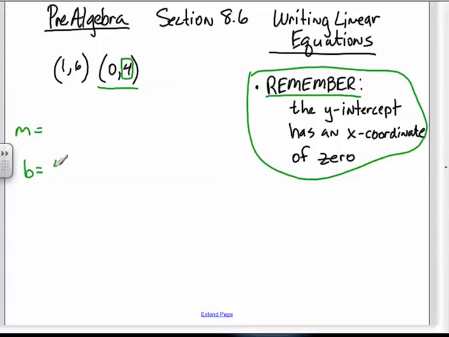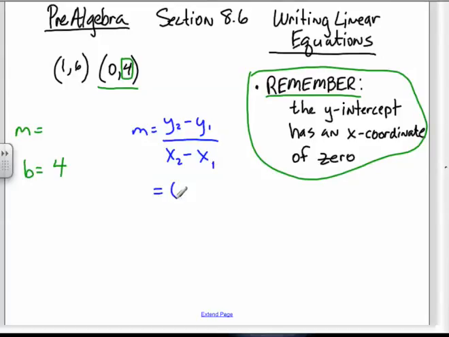Well, in this case, I have the slope. I'm sorry, not the slope. I have the y-intercept. It's 4. Because remember, the y-intercept has an x-coordinate of 0, so I know that this thing is the y-intercept, and it's 4. And since they gave me 2 points, I can use that to find the slope, because remember, the slope is equal to y sub 2 minus y sub 1 over x sub 2 minus x sub 1.